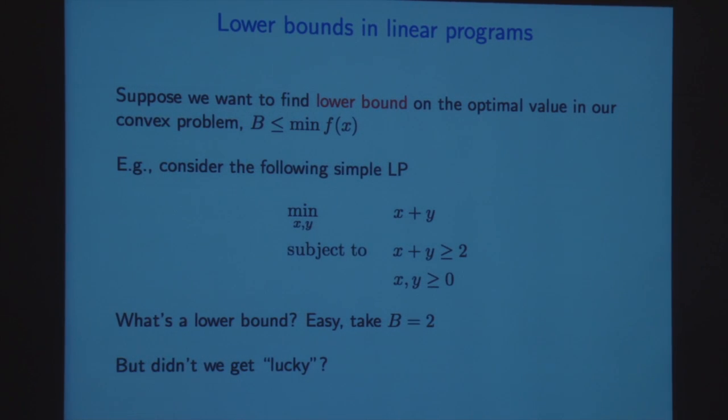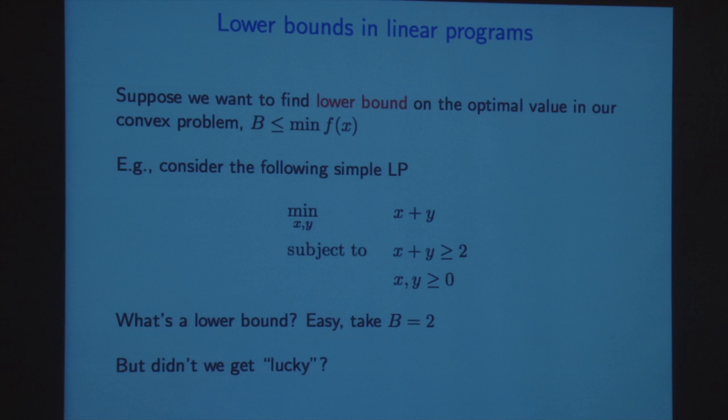So let's consider the following very simple linear program in two variables. x and y are both real valued here. I want to minimize x plus y, subject to the constraint that x plus y is bigger than or equal to 2, and x and y are both non-negative. What's the lower bound for the optimal value of this linear program? It's just 2, right? There's almost no argument here. One of the constraints is that x plus y is bigger than or equal to 2. So if this is true of any feasible point, then the solution must satisfy this as well. And so a lower bound on the optimal value is just 2.